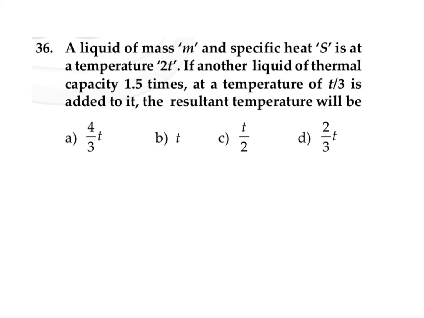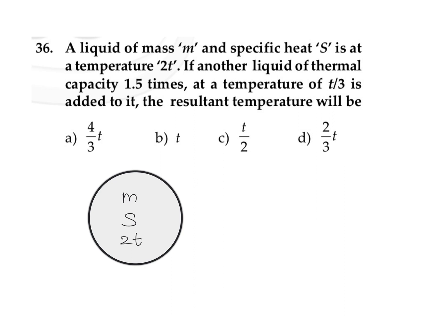It is given that a liquid of mass m and specific heat capacity S is at a temperature of 2T. So we can consider that we have some amount of liquid over here, and the mass of the liquid is m, its specific heat capacity is S, and its temperature is 2T.